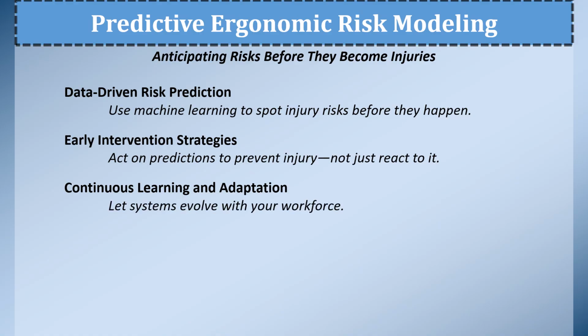Continuous learning and adaptation: as more data flows into the system, the model continues to update to reflect new behaviors, job roles, and environmental conditions. This ensures ergonomic support remains relevant even as tasks or teams evolve, improving safety outcomes long term. Predictive modeling enables a shift from reactive to proactive ergonomics. It identifies at-risk individuals early and helps tailor interventions to prevent strain, downtime, and injuries.